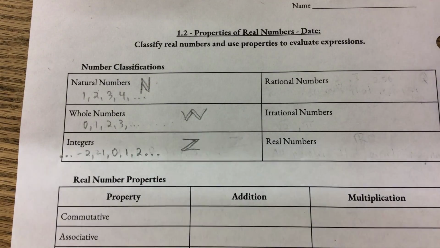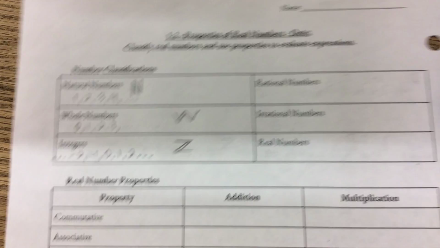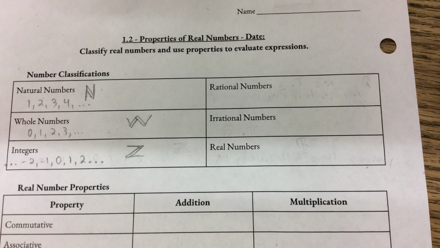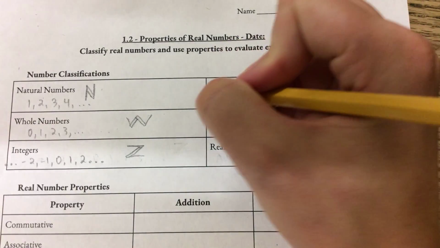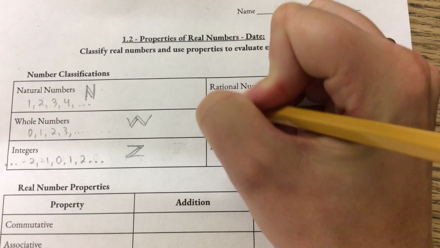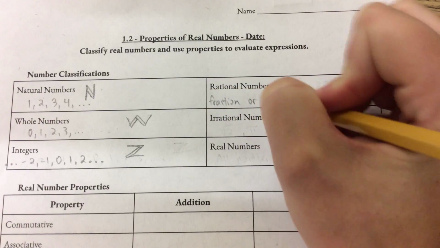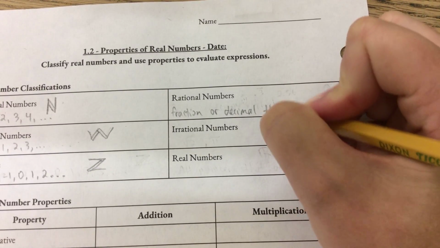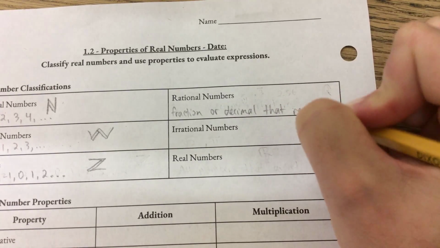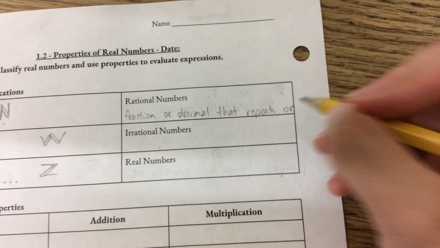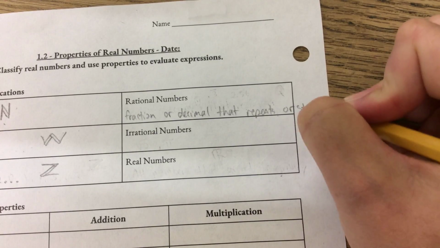Rational numbers is next. Rational numbers are going to be anything that can be expressed as a fraction or a decimal that repeats or terminates. So I'm going to say fraction or decimal. Repeats or stops. Terminates means stops.